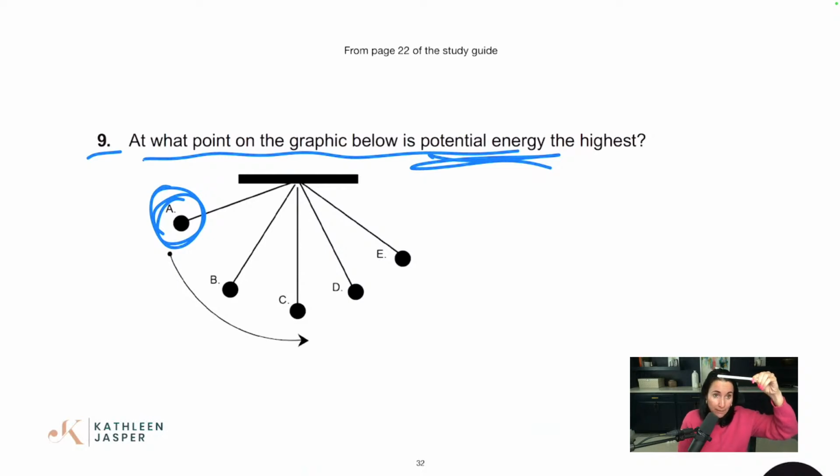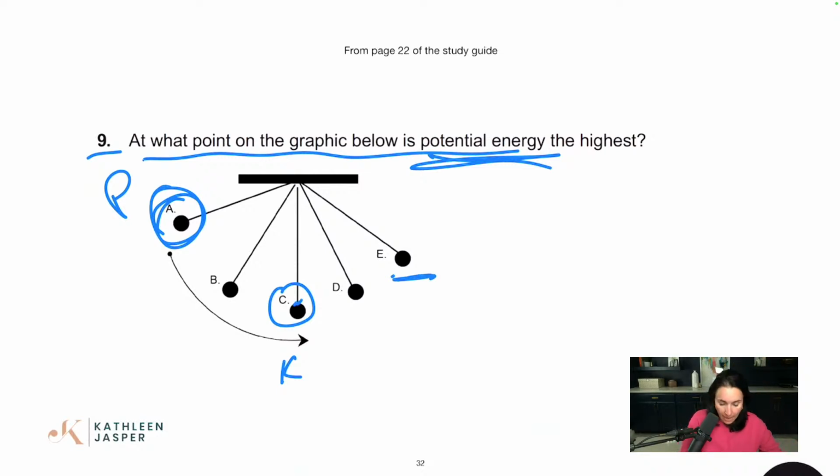But as I drop it, kinetic energy increases and potential energy decreases. So the potential energy is the highest on A. There's potential energy in E, but not as big as A. A has the most potential. C has the highest kinetic, right before it makes that turn back up. Highest kinetic energy in C, and potential is lowest.